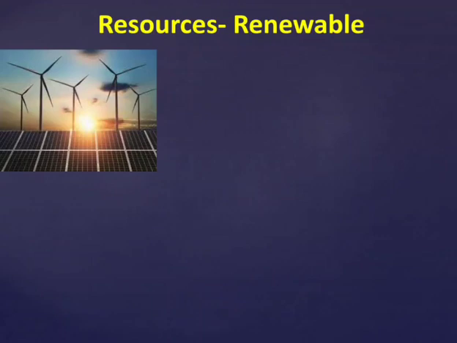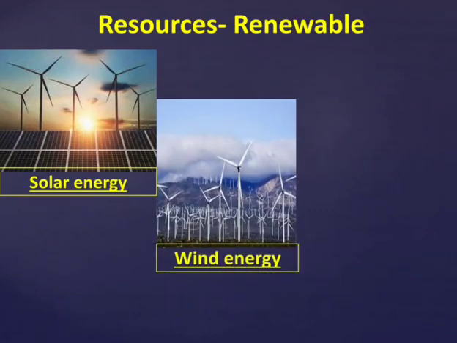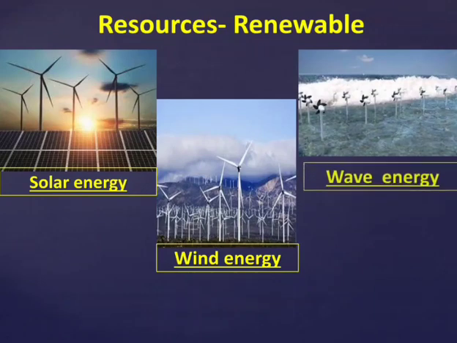Natural resources can be divided into two types. What are they? Renewable and non-renewable resources. We already discussed in 8th standard what non-renewable and renewable resources are. Now we are going to see what renewable resources are. Renewable resources are those that we can use or reproduce again and again. For example, air, water, sunlight, soil, solar energy, wind energy, biogas, tidal energy, wave energy, etc.